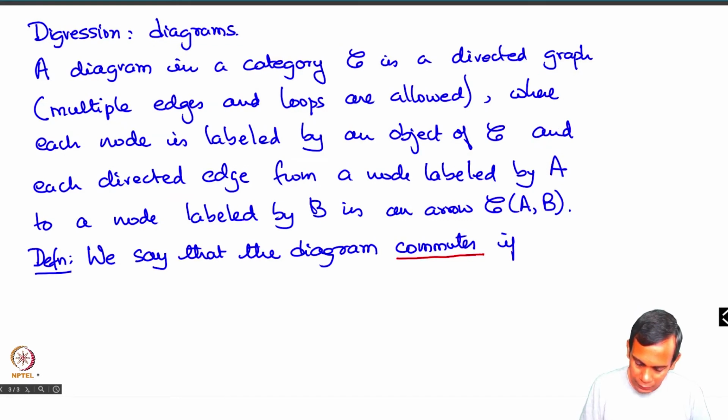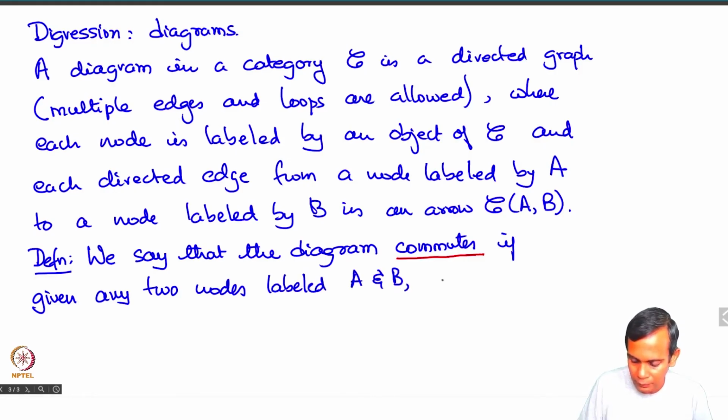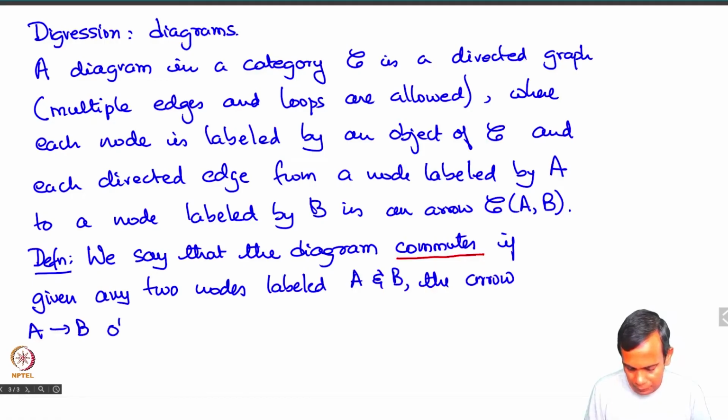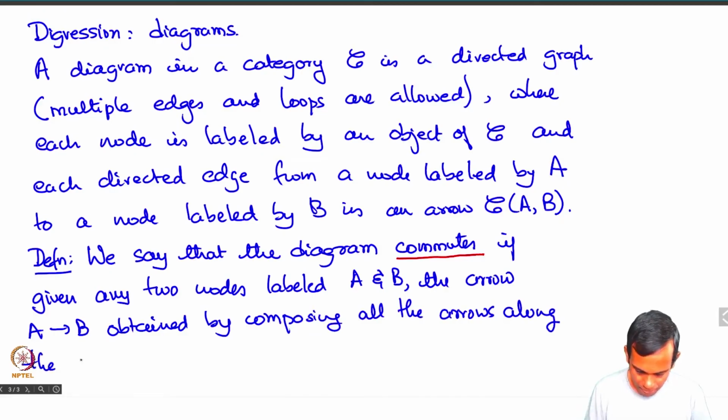So the diagram commutes if, given any two nodes, the nodes say labeled A and B, the arrow A to B obtained by composing all the arrows along the path is independent of the path.